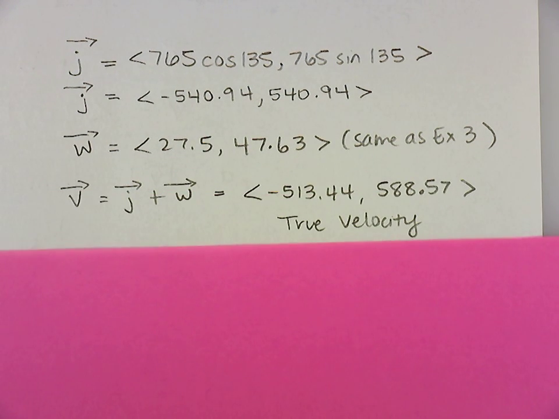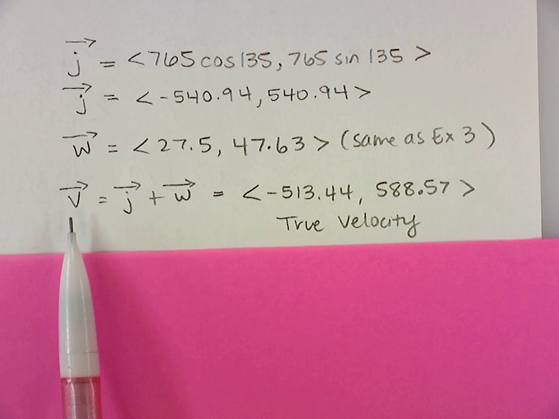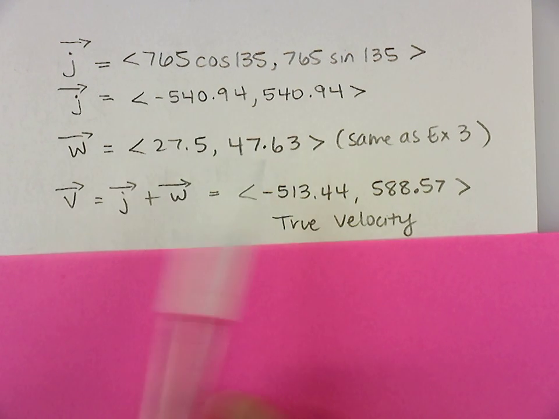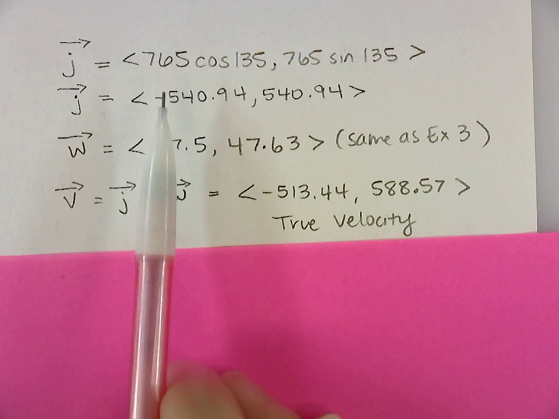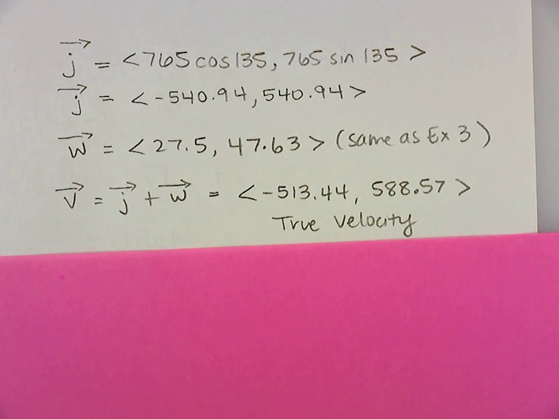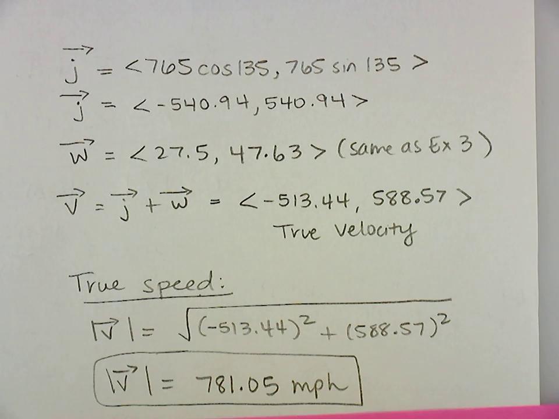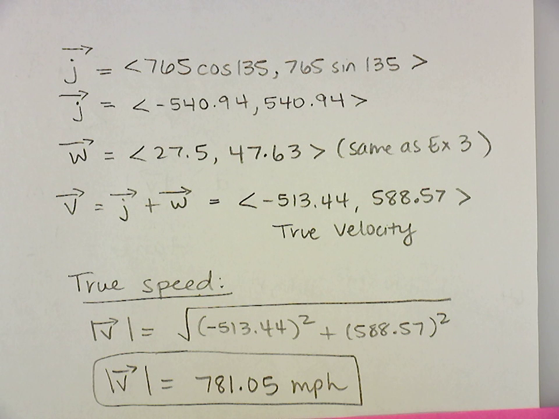And then, of course, to find the true velocity, we're going to add the jet and the wind together. So our new jet plus our new wind, we're going to add the 2 horizontal components, add the 2 vertical components. And then to get our true speed, we're going to find the magnitude. So it should be 781.05 miles per hour. How many of you got that one correct?